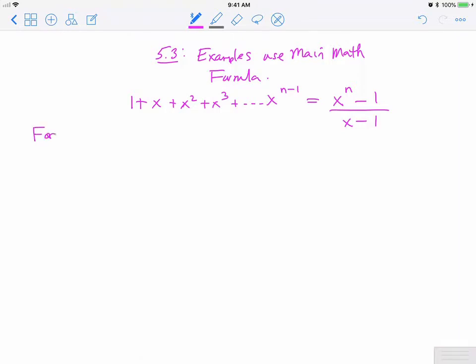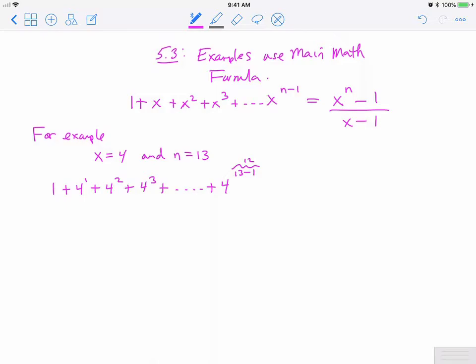So for example here, if x is equal to 4 and n, let's say, is equal to 13, then what we're talking about here is we're trying to add the numbers 1 plus 4 to the first, plus 4 squared, plus 4 cubed. Keep going until you get to 4 to the 13 minus 1, which is equal to 12.